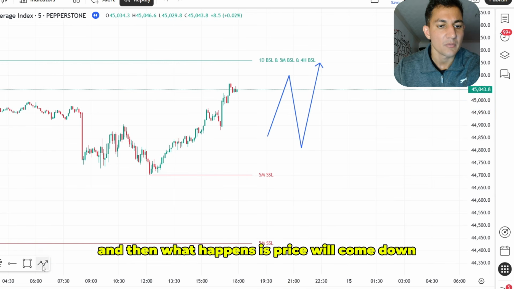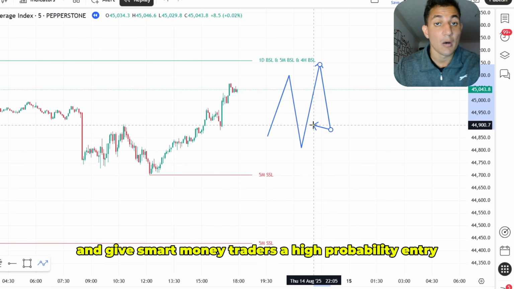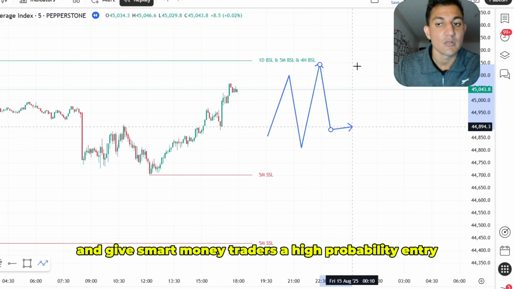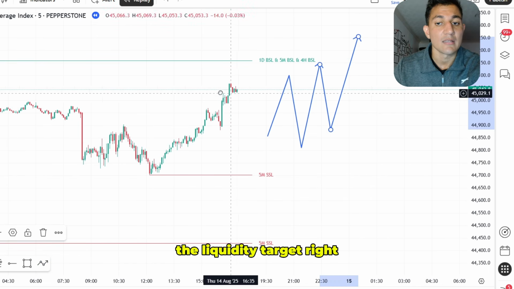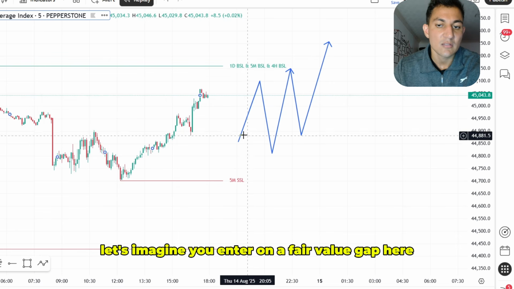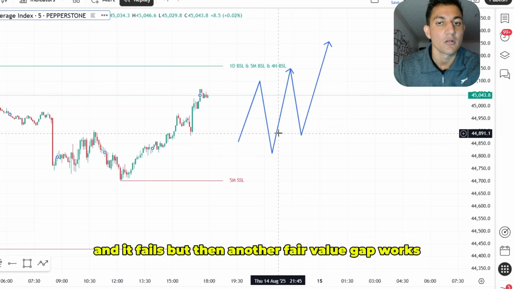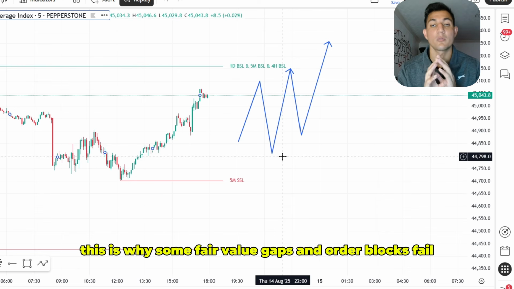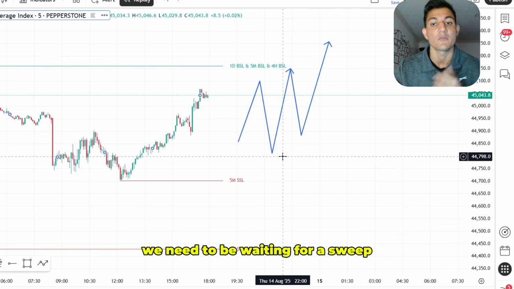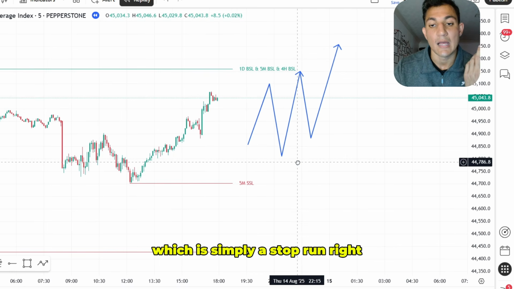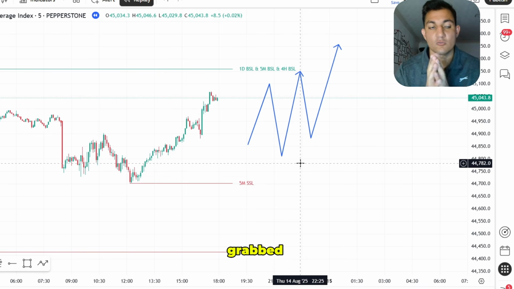And then what happens is price will come down and give smart money traders a high probability entry and ride right off. The price will shoot right off towards the liquidity target, right? Now this is why, let's imagine you enter on a fair value gap here and it fails, but then another fair value gap works, right? This is why some fair value gaps and order blocks fail, others work, because you don't wait for a liquidity sweep. We need to be waiting for a sweep, which is simply a stop run, right?